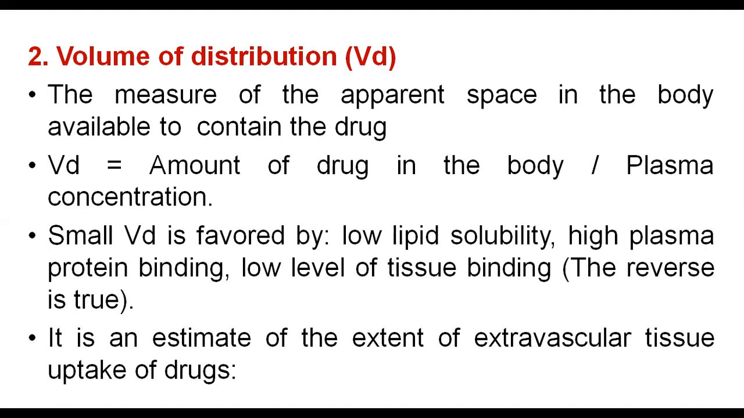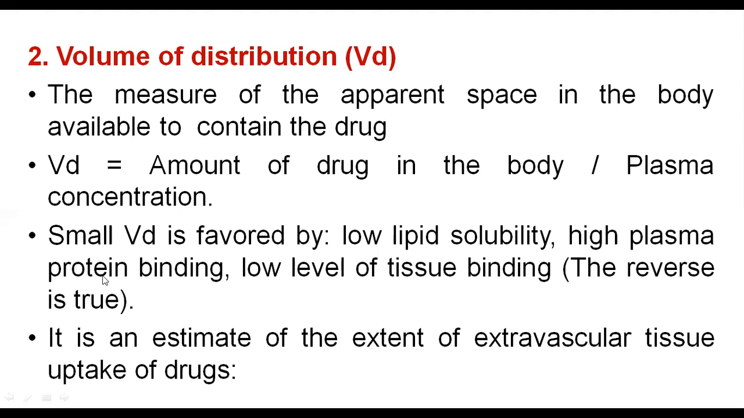So when we say a drug has a high volume of distribution, it means that much of the drug will actually be in the extravascular compartment, in the tissues, as compared to the amount that remains in the plasma. Now, small volume of distribution is favored by low lipid solubility, high plasma protein binding, low level of tissue binding, and then the reverse is true.